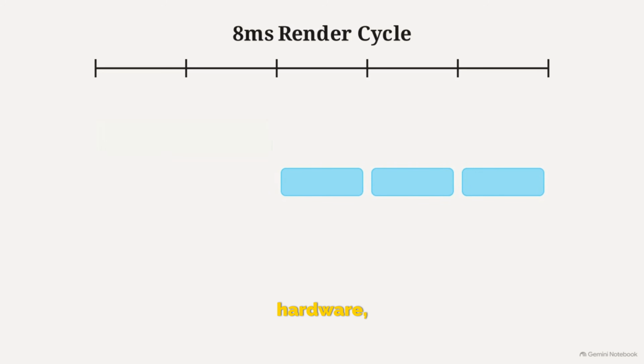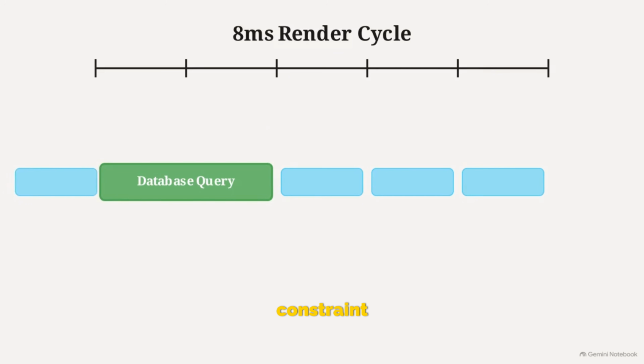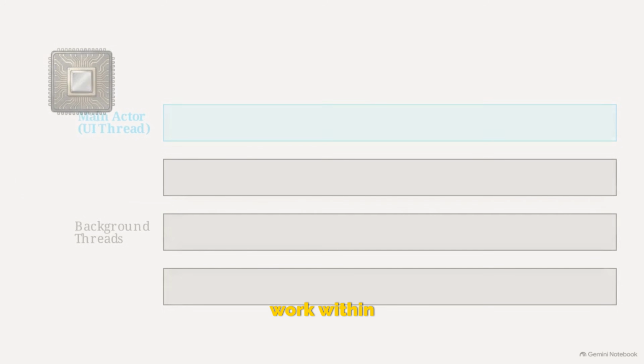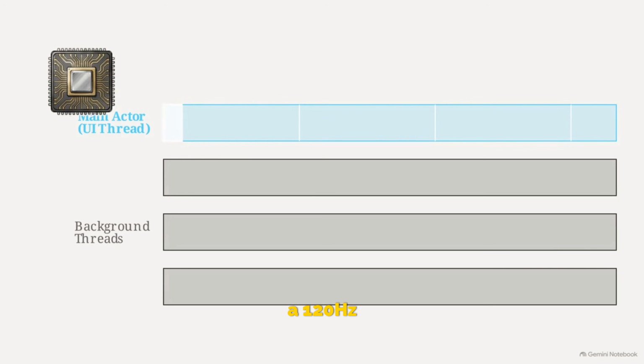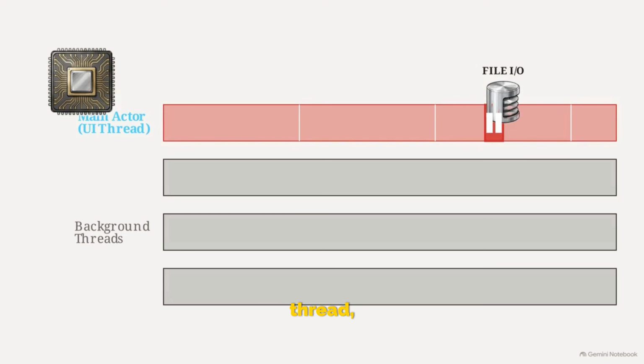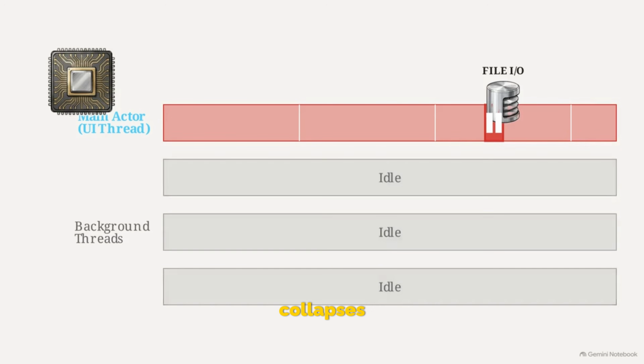On modern hardware, this cycle is governed by a strict constraint. To maintain fluid animations, the primary UI thread, the main actor, must complete its work within an 8-millisecond window to reach a 120 Hz refresh rate. If a synchronous file operation or a heavy memory reallocation executes on this specific thread, the 8-millisecond window collapses.